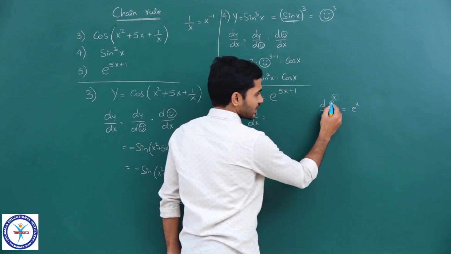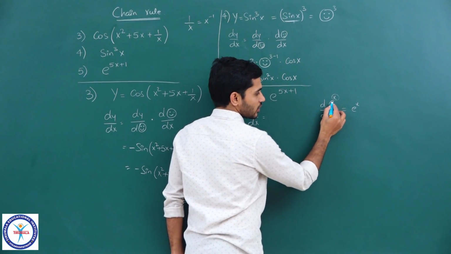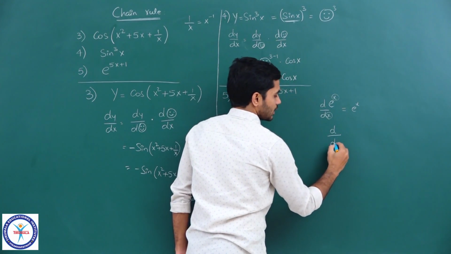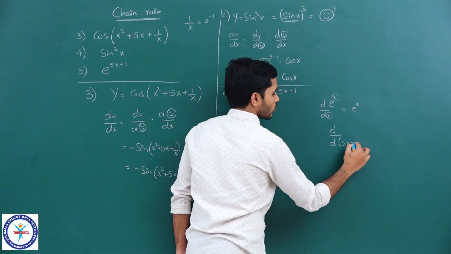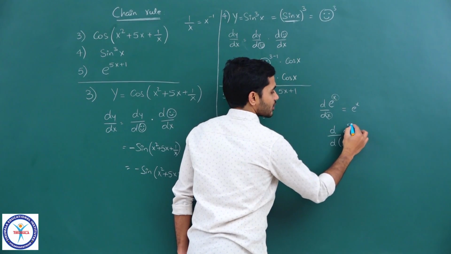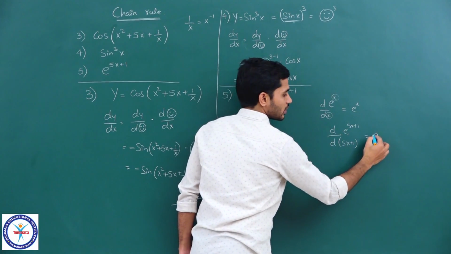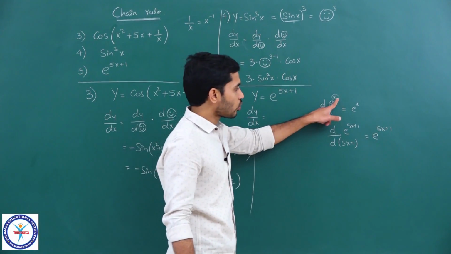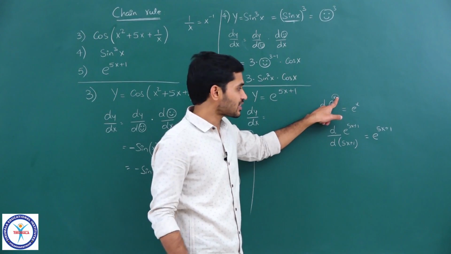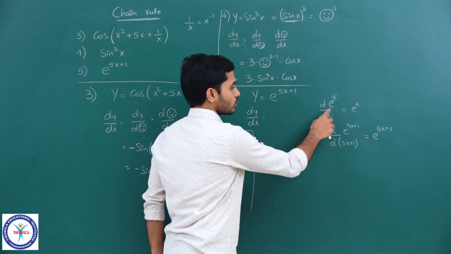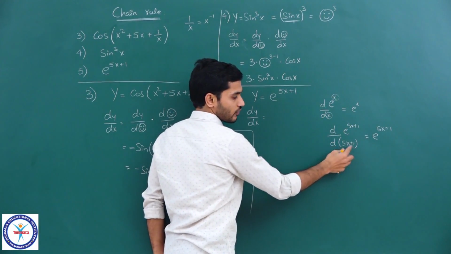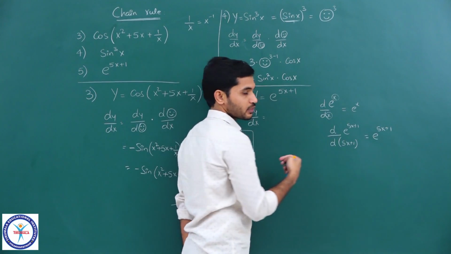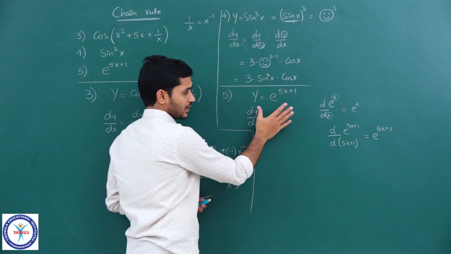So what I am saying is, just like d by dx of e power x is e power x, can I say d by d of 5x plus 1 of e power 5x plus 1 will also be equal to e power 5x plus 1, correct? It does not matter what this x is, right? It can be anything. In this case it is 5x plus 1, right? So d by d of 5x plus 1 of e power 5x plus 1 will be e power 5x plus 1, right? So listen carefully.